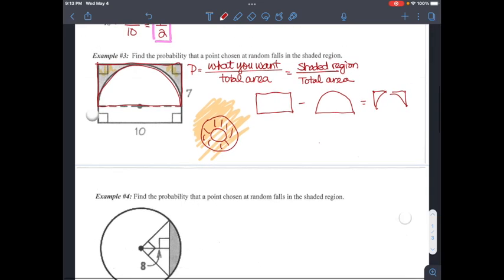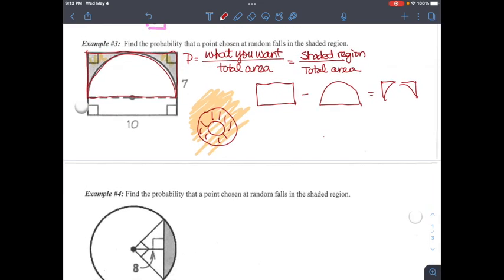In this case, write down the formula: base times the height for the rectangle. And the circle is actually half a circle, so I'm going to take away that area. The area is pi r squared, but because it's a half circle, I'm going to divide by 2. Now, once I do that, I'm going to fill in the numbers.